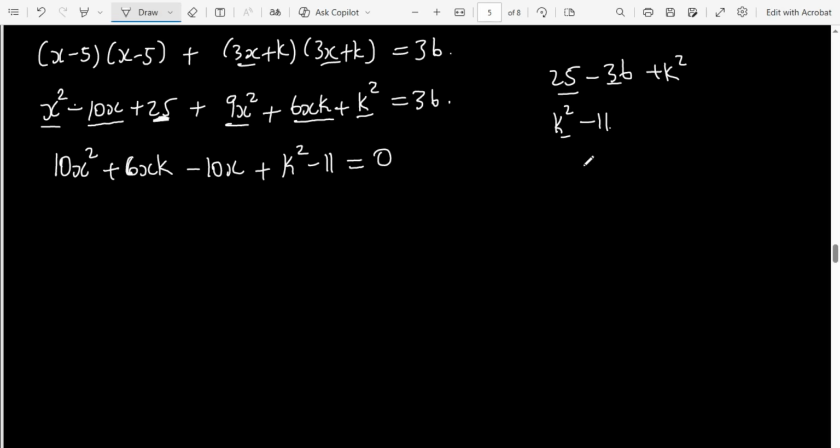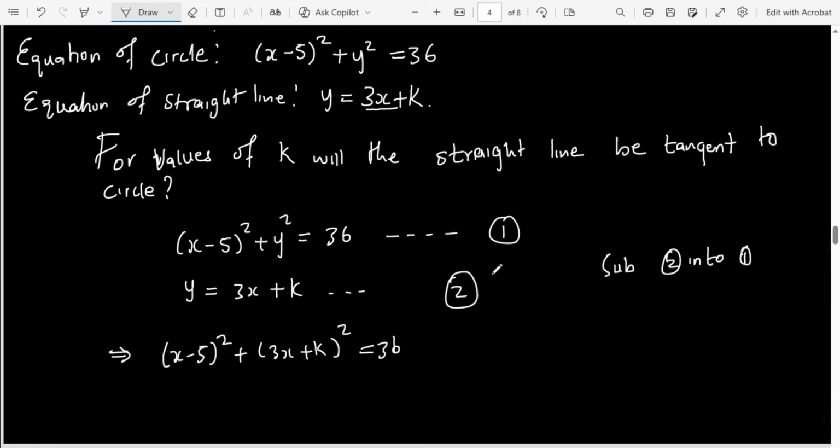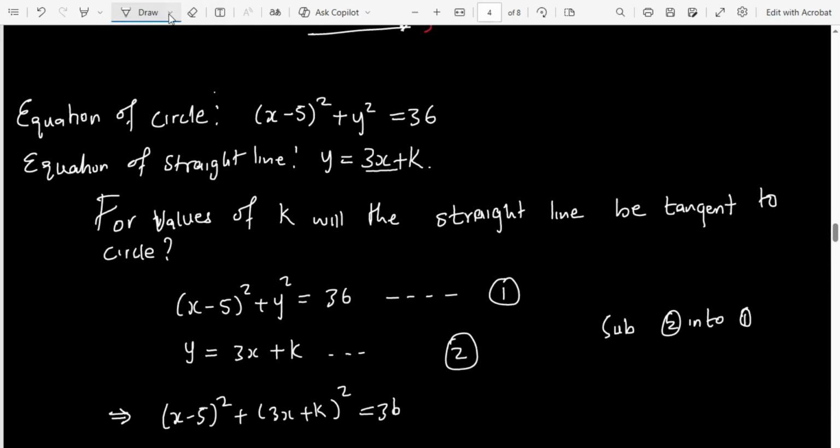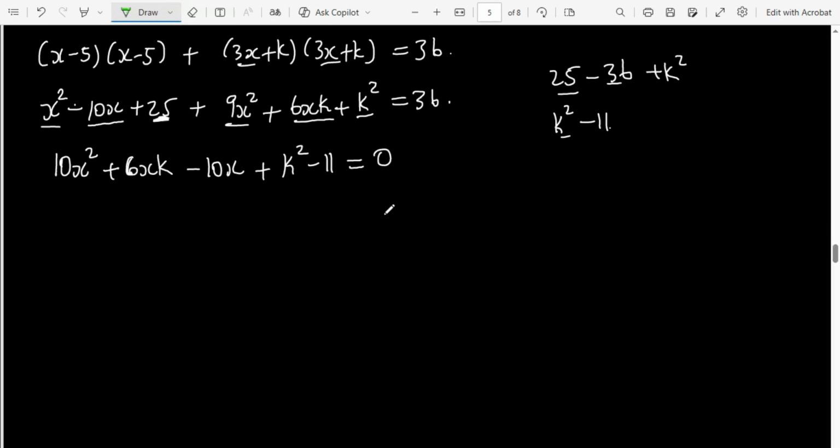So now, if we go back to the question, it said: for which values of k will the straight line be a tangent to the circle? And we say that if it is a tangent to a circle, we only need one root. So if we need one root, according to the discriminant, for us to get one root, the discriminant must be equal to 0.